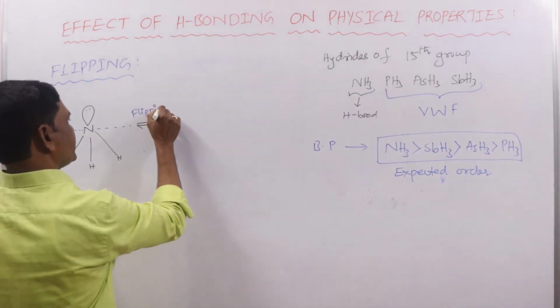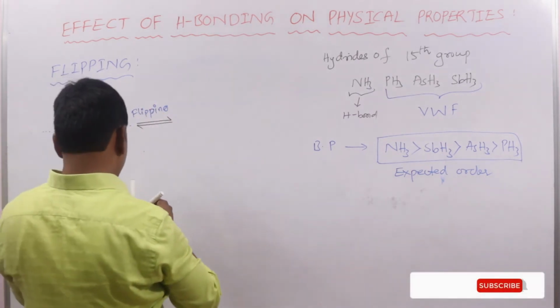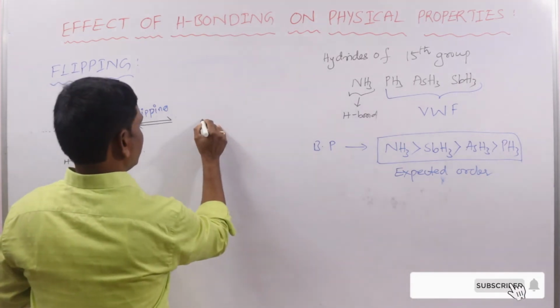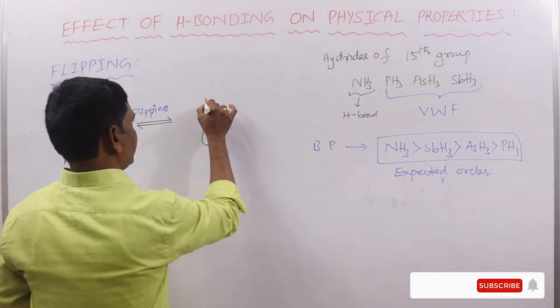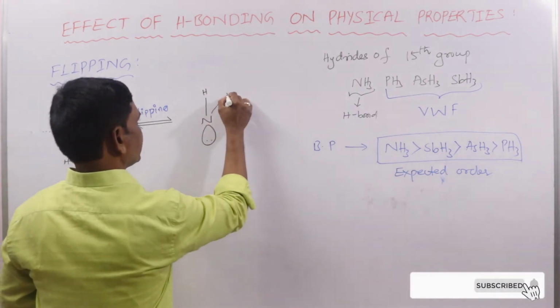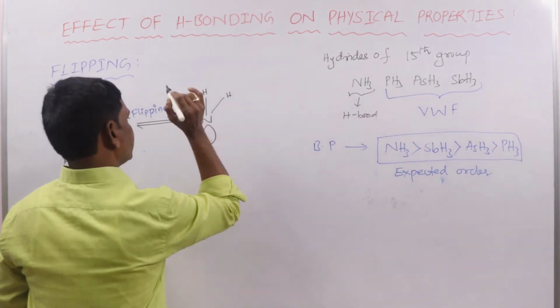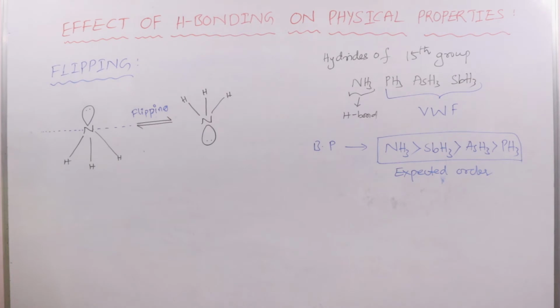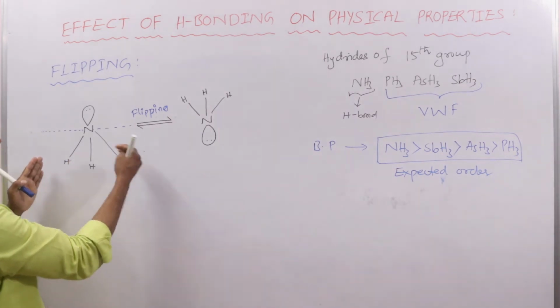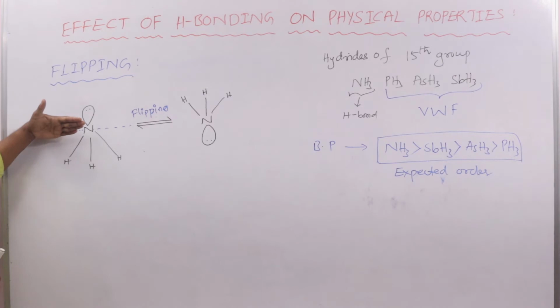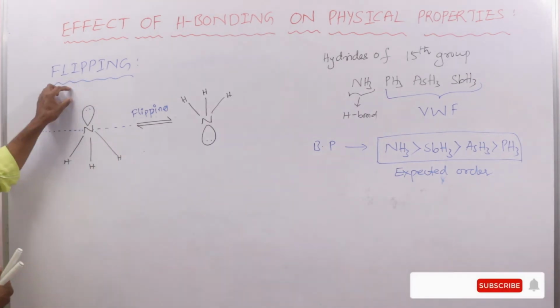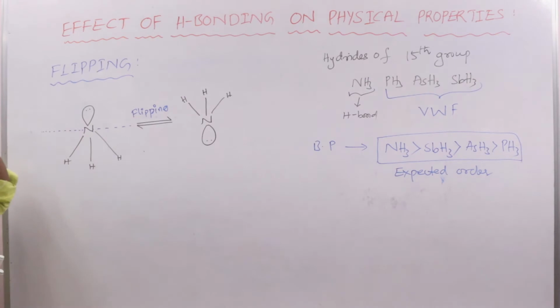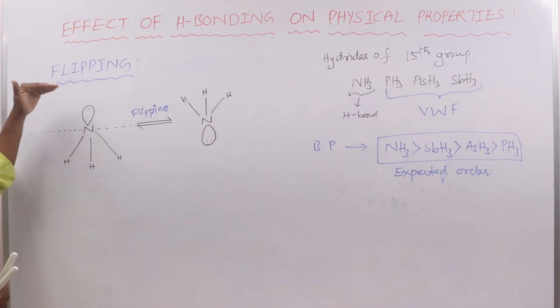Okay. So what is this? Flipping. After flipping, here it is the same nitrogen. Here we have what? A lone pair and 3 hydrogens. Now after flipping, there is almost complete rotation around the plane. So like this it takes place. This phenomenon is known as flipping. In liquid state only, this flipping is possible.